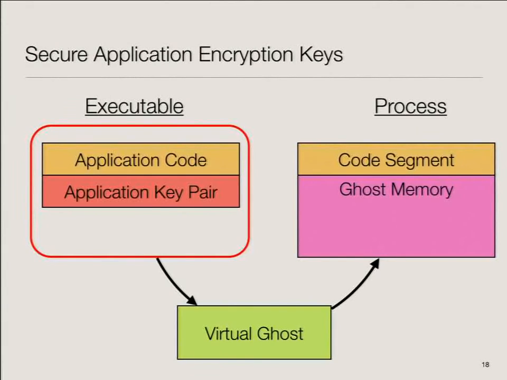All right. So now we have private data and private code. We have secure application control flow. The last thing we need is secure application encryption keys. So let's say you're an application developer. You've written an application. You generate a public-private key pair for that installation of the application, and then you're going to run this on a Virtual Ghost system. So if you just embed the application code and the application key into the executable file, and then you send that over to a Virtual Ghost system, your operating system kernel can do one of two nasty things.